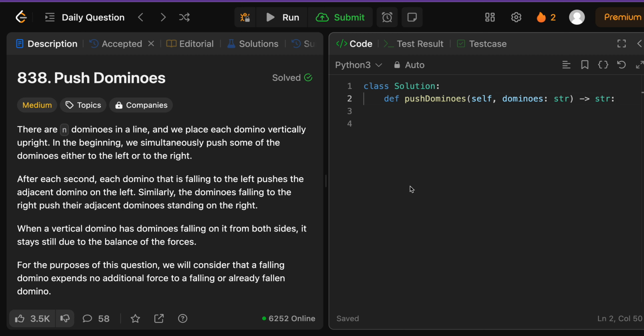However, if the forces cancel out, meaning they're zero, we know that the domino just stays still, and that's really the main key idea that we need to take away to solve this problem.